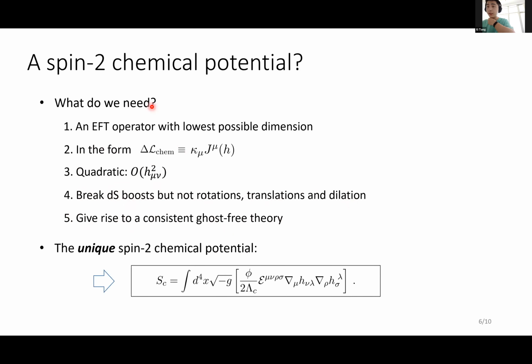By considering these conditions, we single out a unique spin-2 chemical potential that takes the following form. Here, phi is the background inflaton field. Lambda c is a certain cutoff from the UV theory. Epsilon is the 4-dimensional Levi-Civita tensor. And these H's are the massive spin-2 fields, coupled in this kind of way. So this will be our spin-2 chemical potential term, and we add it to the Lagrangian to see its effect.